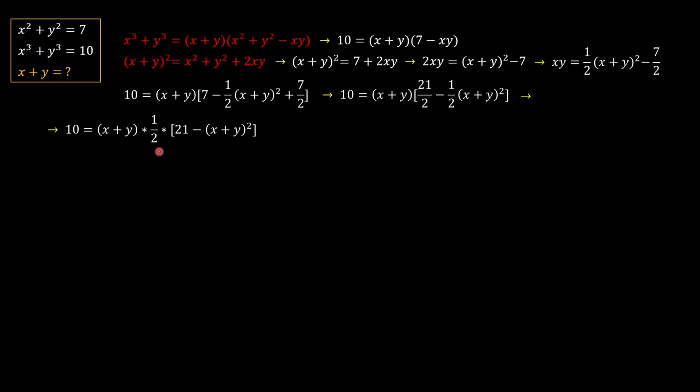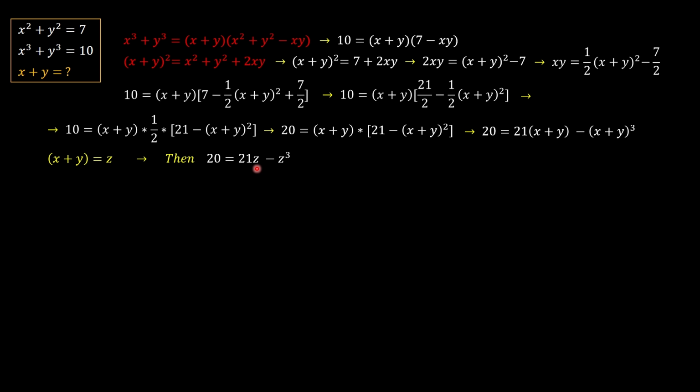Now let's multiply both sides of this equation by 2. Then we will get here instead of 10, 20. And on the right side, when we multiply by 2, it will be reduced with 1/2. Now let's multiply this bracket with this bracket. Then we'll get 21 multiplied by (x plus y) minus (x plus y) to the power of 3. So let's call x plus y as z. Then we'll get 20 equals 21z minus z to the power of 3.